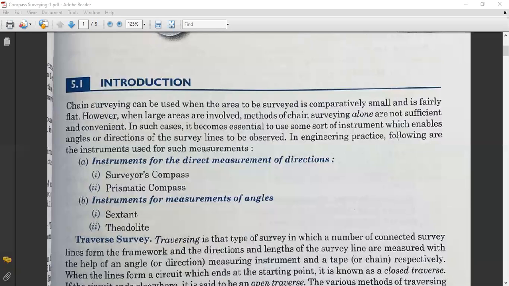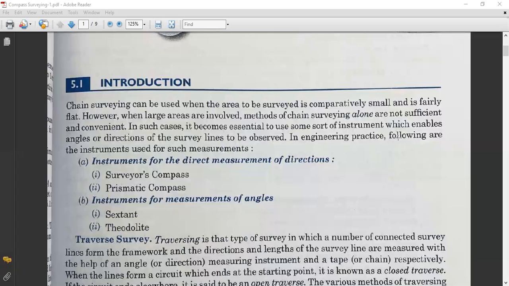Why? All the survey lines, whatever survey lines you measure, the angle of separation of the survey lines will be given with respect to some meridians, with respect to the north and south magnetic pole of the earth. That is why we call it measurement of directions of the survey line instead of the angle. How to measure those directions we will study in the next section.